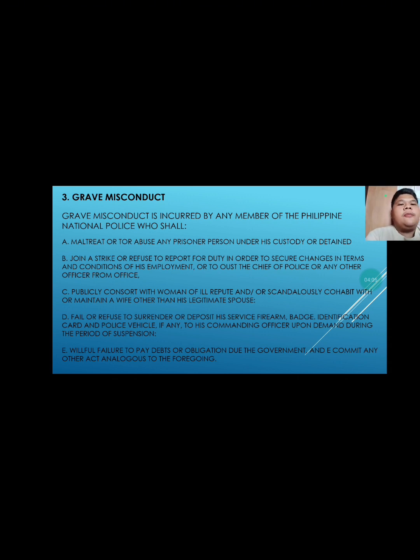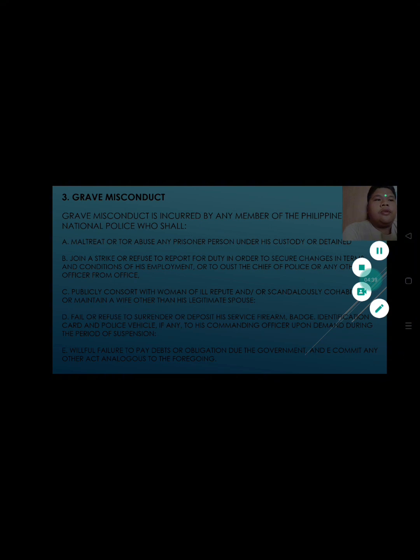So, pag mag-fail ka nga ni kono to surrender the deposit of your firearms or badge, identification, or card with police vehicles, pwede ito naging grave misconduct. Kaya syempre, adto ka sa iyong suspension, aday mo firearms, so pwede mo doon gamiton sa ibang bagay na police ka pero suspend ka man. Willful failure to pay debts or obligation due to government and commits any other acts analogous to the foregoing.